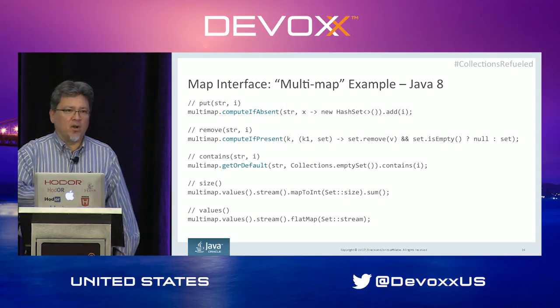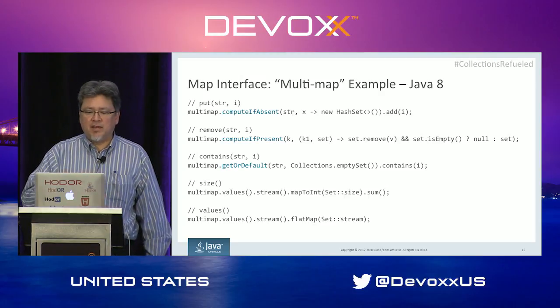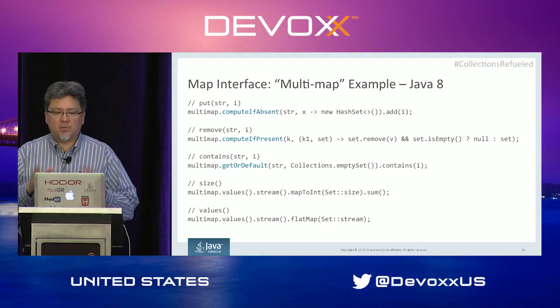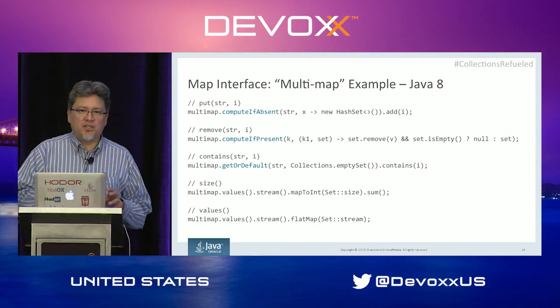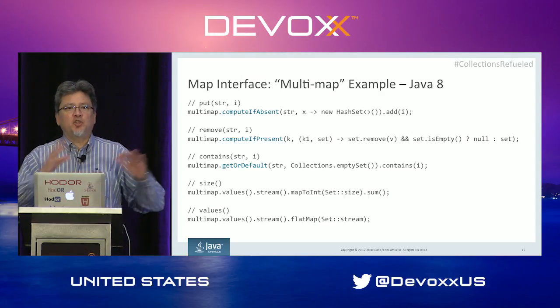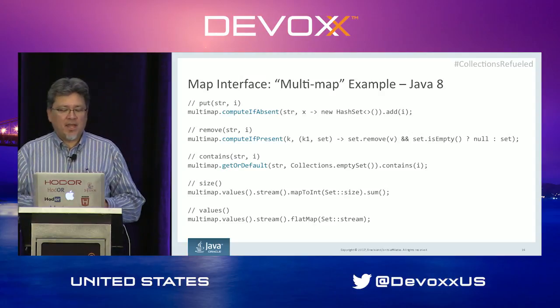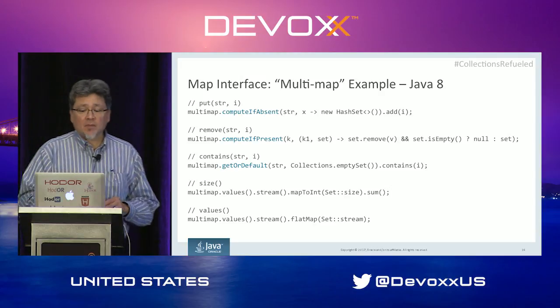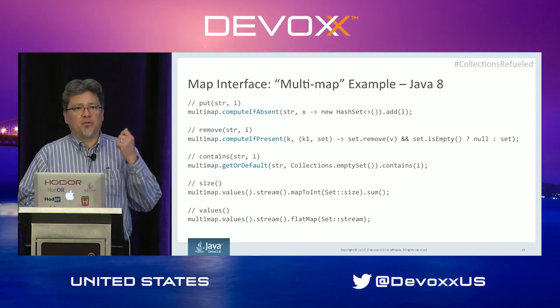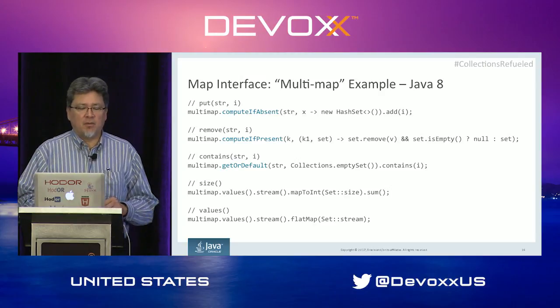I'm not going to go through all of these in detail, but you can see they have the same flavor. Remove is kind of the same way. There's this kind of complicated expression there, but there's a dual to computeIfAbsent, which is computeIfPresent. And what these can do is, if the return value is null, it actually has the effect of removing a mapping from the map.